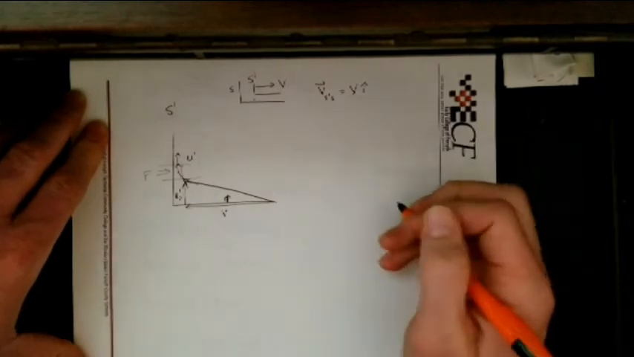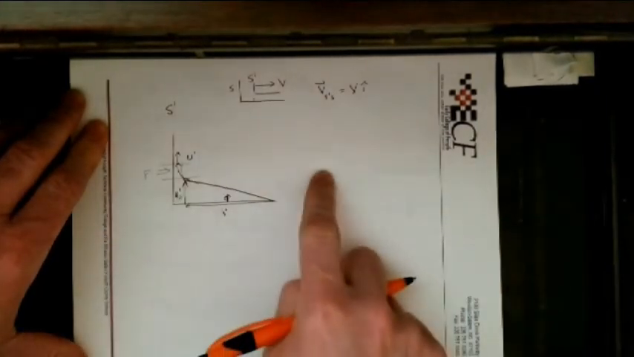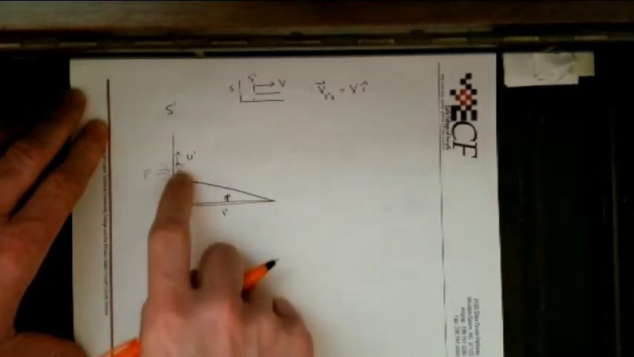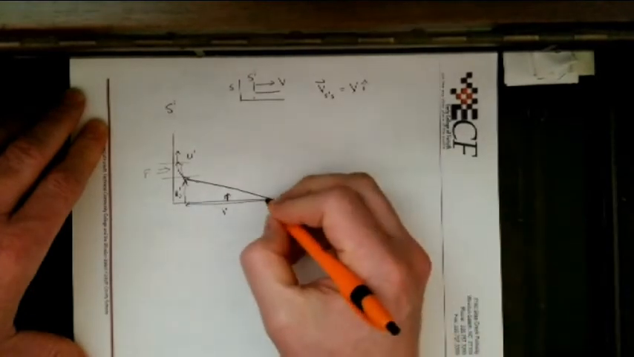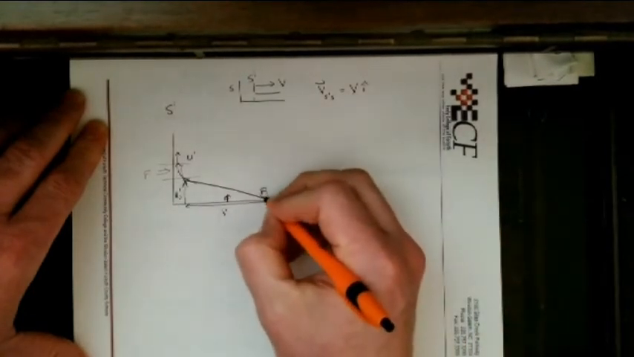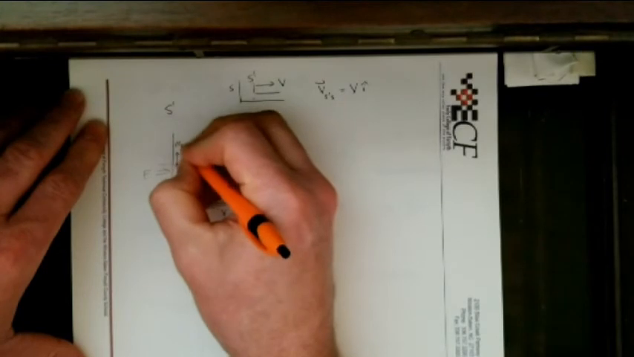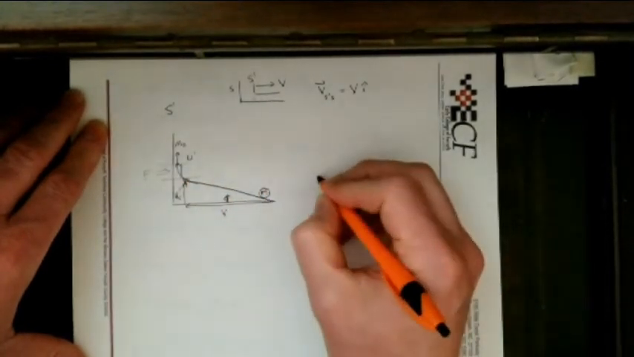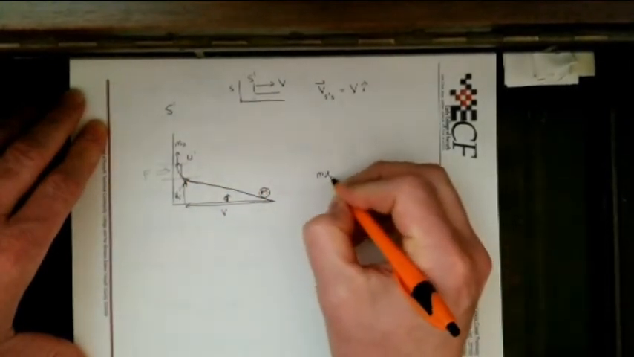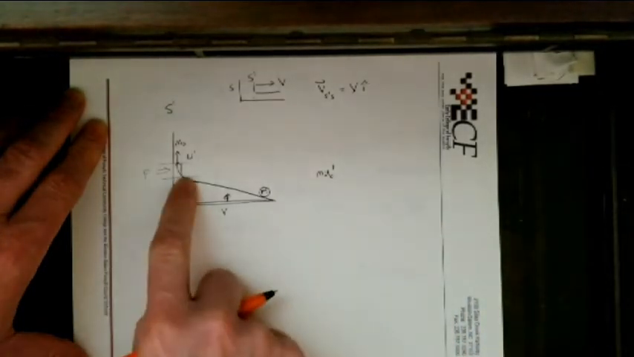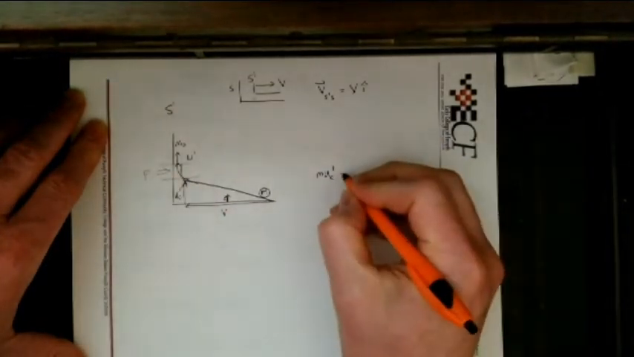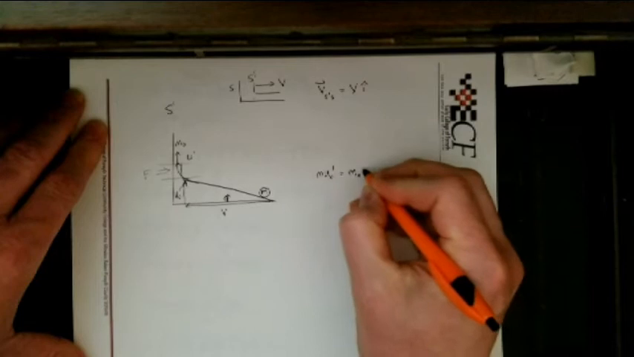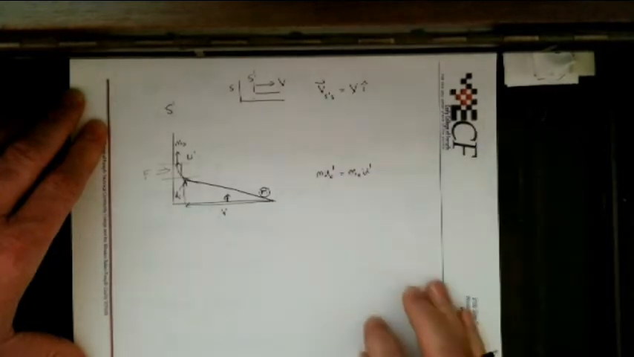Here, if we look at the momentum, since the force is in the x direction, there's no change in the y direction. So here it's traveling, it's some mass m, and this is m sub naught. And so m times u naught prime, that's the momentum in the y direction before the force, is equal to m sub naught u prime.